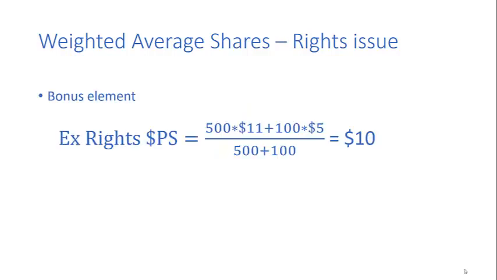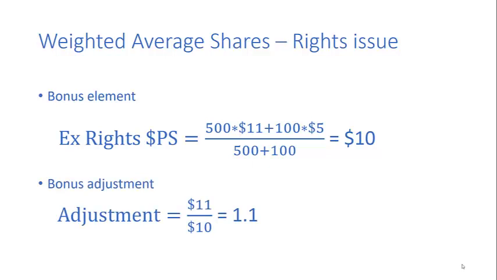Let's focus first on the bonus element. First of all, we need to work out what the ex rights issue price per share is. So before the rights issue, the shares were trading at $11, 500 times $11, plus the value of the company is going to go up by $500, which is $5 times the new shares of 100, so that gets added to the initial value. And we're going to have 600 shares on issue. So that tells us that the ex rights price per share is expected to be $10.